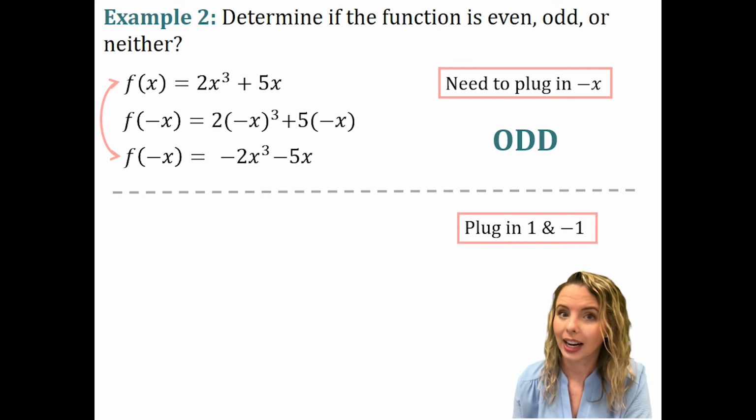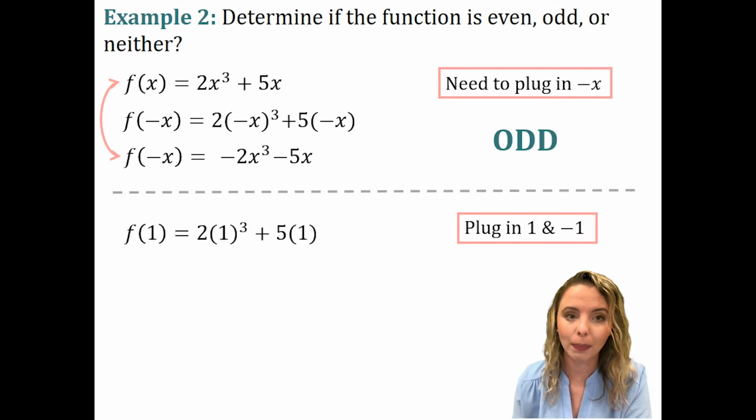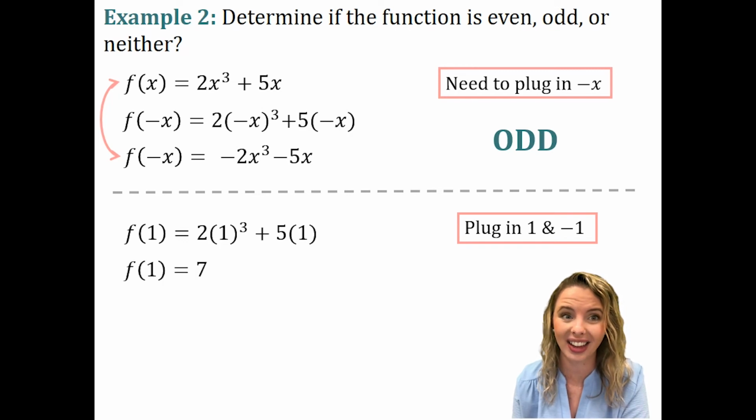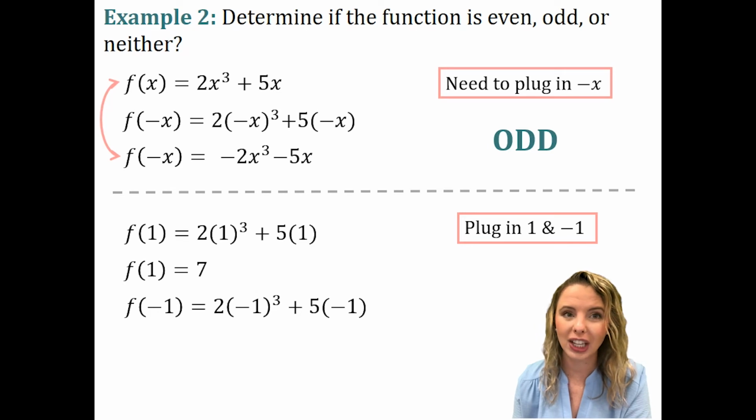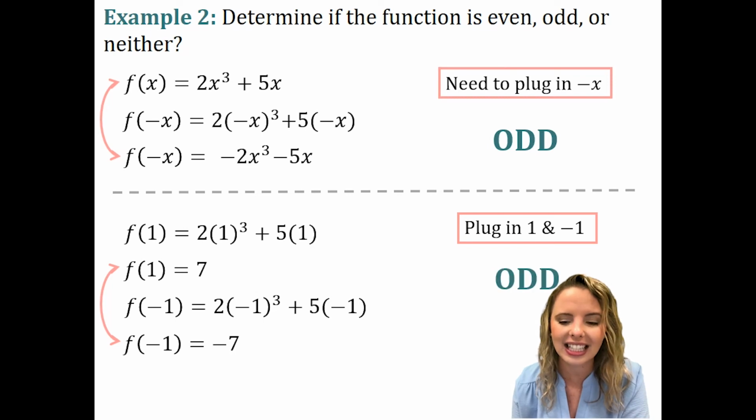We're going to plug in 1 and negative 1, remember? Okay, when we plug in 1, 2 times 1 cubed plus 5 times 1 is going to give us 7. When we plug in negative 1, 2 times negative 1 cubed plus 5 times the negative 1 is going to give us negative 7. 7 and negative 7 are opposites of one another. Therefore, we still agree that this function is odd.